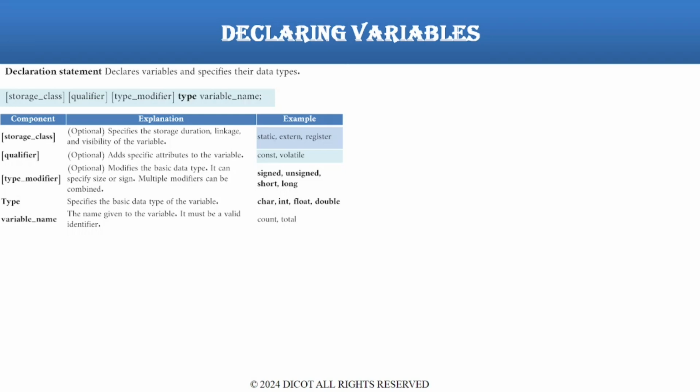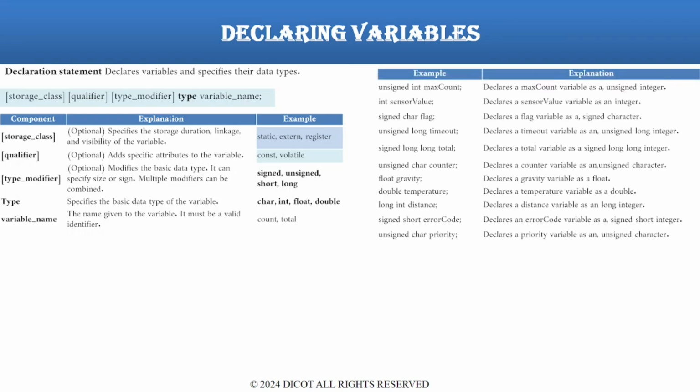Variable name is the name given to the variable. It must be a valid identifier. Example, count, total, etc. We will discuss storage class and qualifiers in a separate presentation. Now let's focus on type modifiers and data type. Let's consider some simple declaration examples.